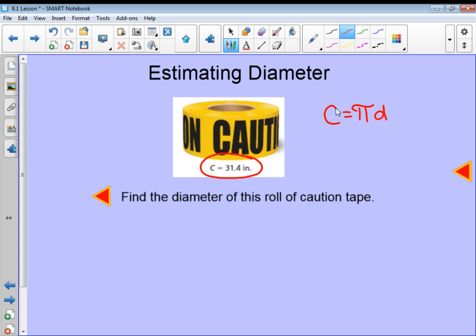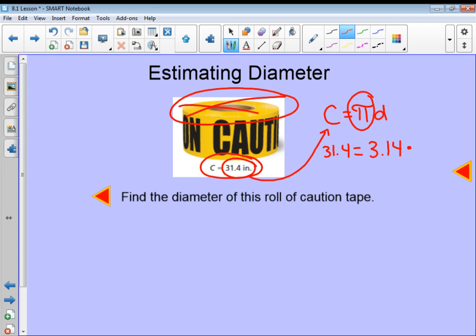So we have here that our circumference equals 31.4. So our C part of our equation is 31.4. That's going to go right in the spot. 31.4 equals, do we know pi? Yes, we do. That's 3.14. Times, do we know the diameter? No, they're not giving us any information there, so we're just going to put a D.